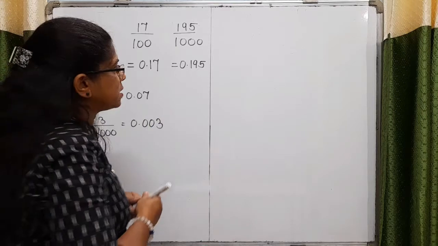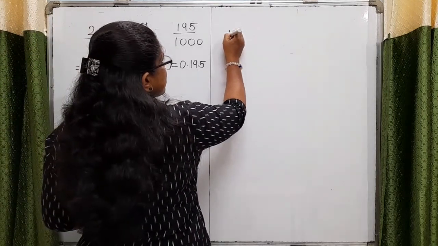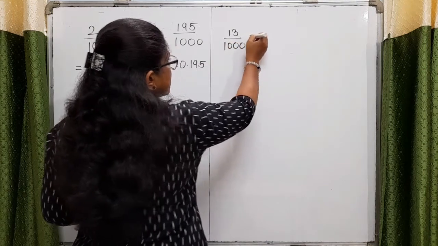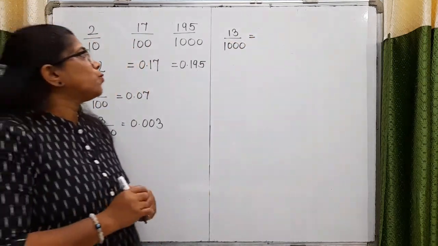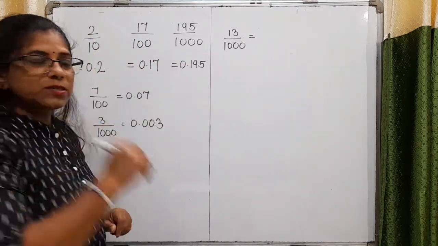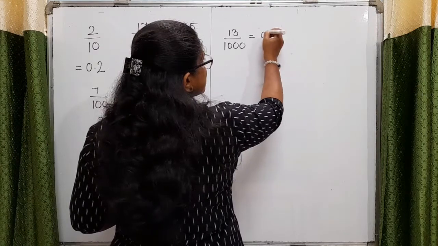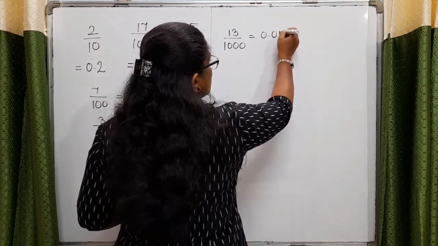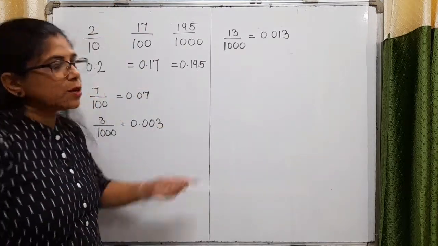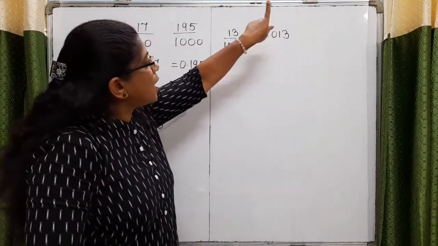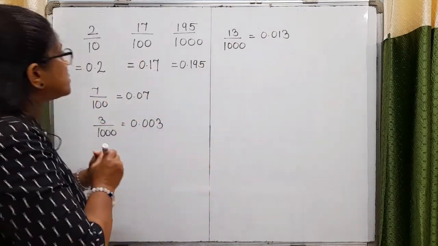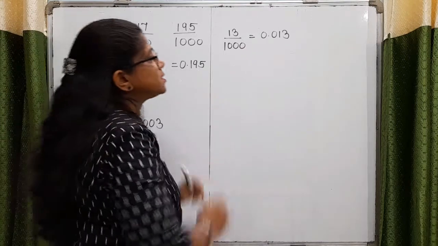I'll give you a few more examples. Now if it is 13 upon 1000. We have two digits in the numerator and in the denominator we have 3 zeros. So how are we going to write this? 0.013. We have two digits, we want 3 digits. So we added one 0 here and then placed the decimal point. So this is how fractions are expressed in decimal.